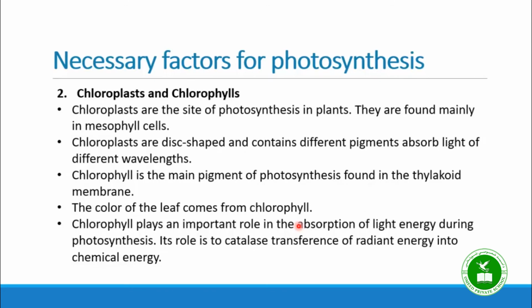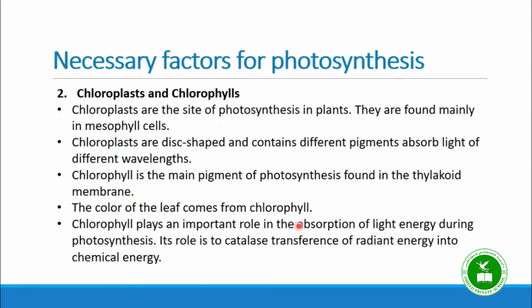The second necessary factor is the chloroplast and chlorophyll. Chloroplasts are the site of photosynthesis in plants. It means that it's a place where photosynthesis occurs. They are found mainly in the mesophyll layer of the leaf. We have talked about the structure of the leaf. So the chloroplasts are found in the mesophyll layer of the leaf.